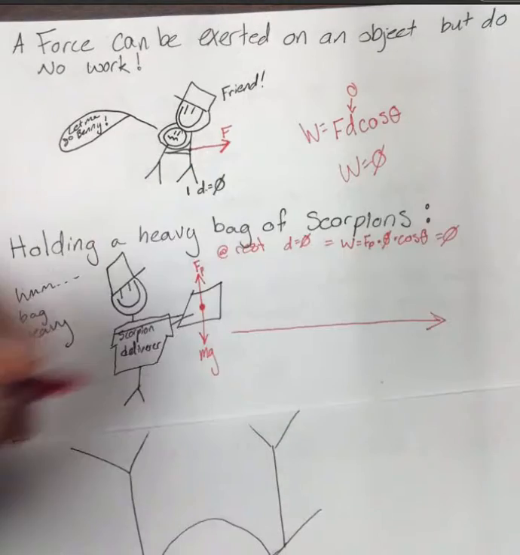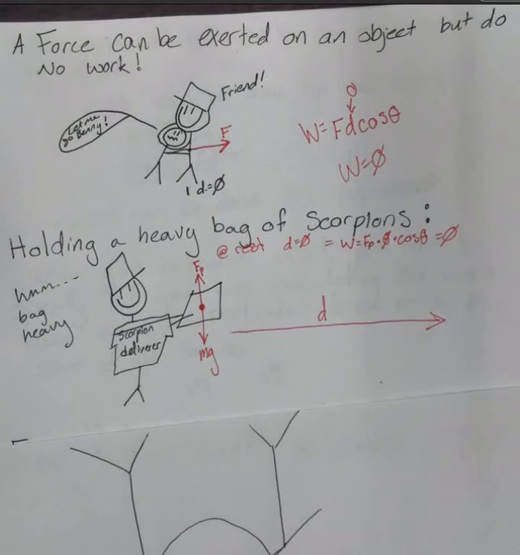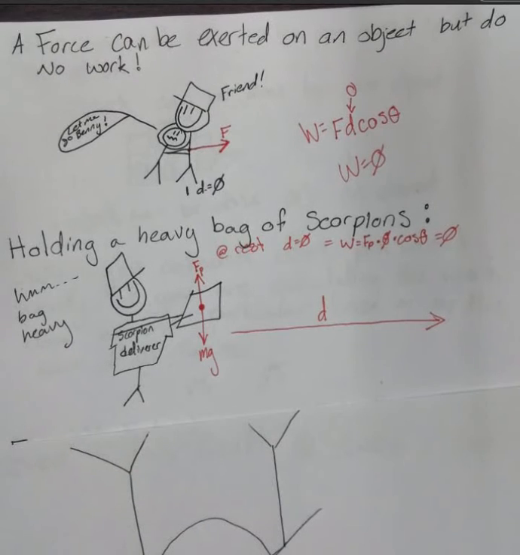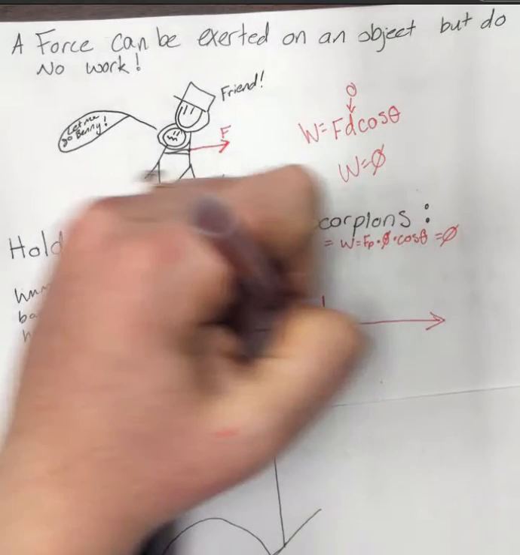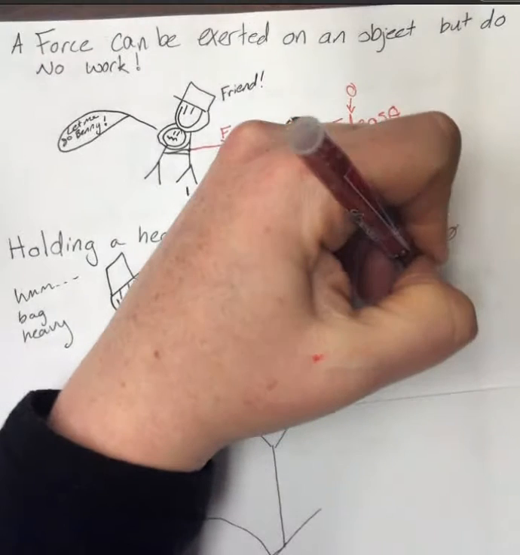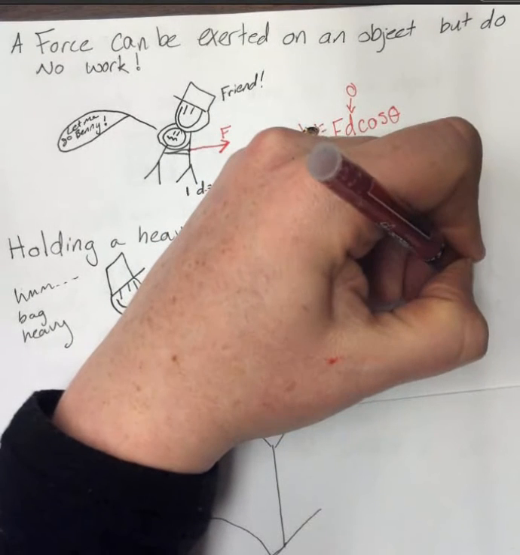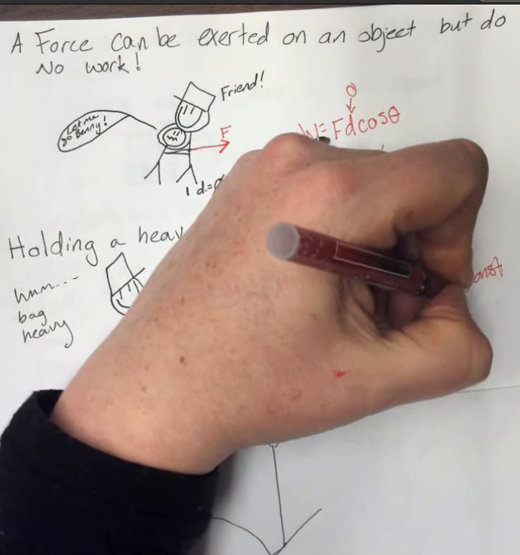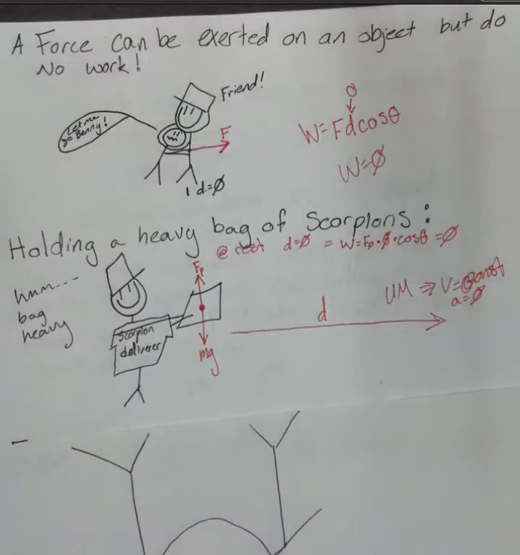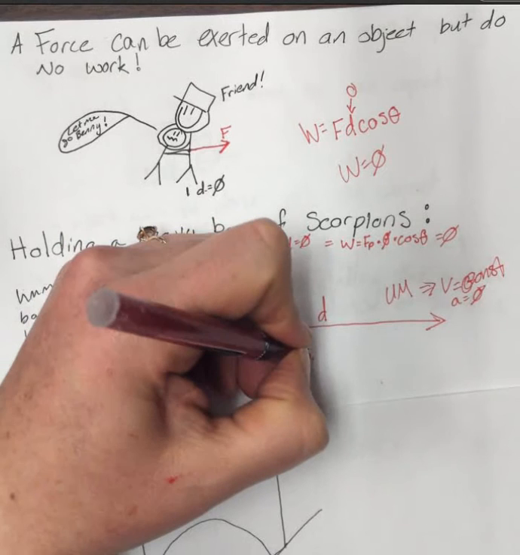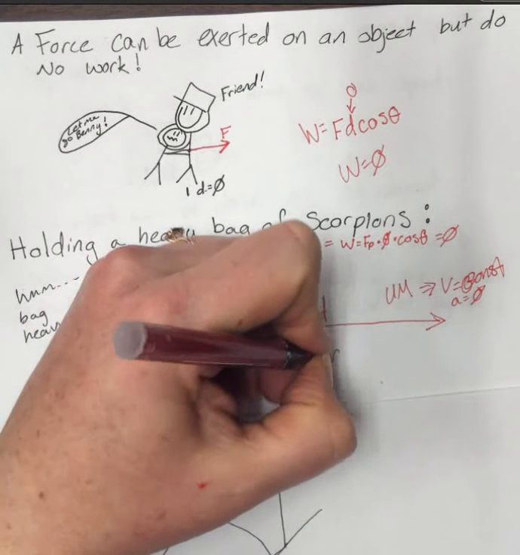He's walking in this direction, so the bag is going to be displaced because he's moving it in that direction. For simplicity, we're going to say that he covers this distance with uniform motion, which means that his velocity is equal to a constant and his acceleration equals 0. Now in this situation there is a displacement, and work equals force times distance times the cosine of the angle between the two.